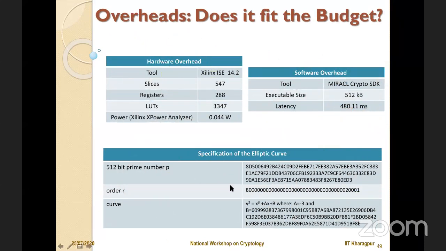Here are some snapshots on whether the PUF really fits a budget. You can see that it consumes very little power, something like 0.0044 watts, and it works on standard elliptic curves. We choose an elliptic curve which is a 512-bit prime number based elliptic curve, and perform our computation, which takes a latency of something like 480 milliseconds.